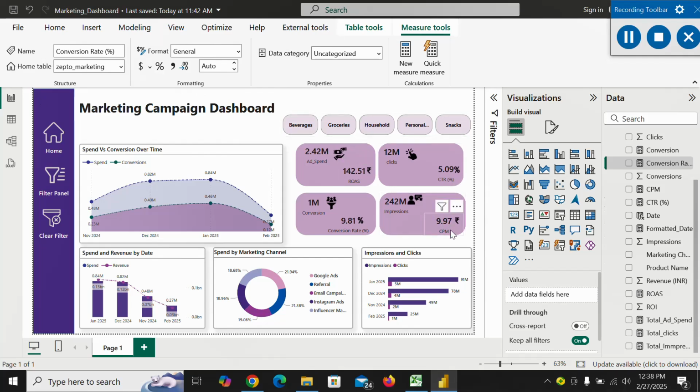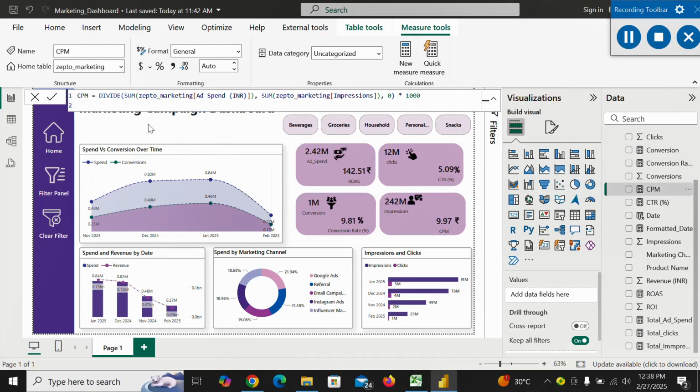The last measure is cost per 1000 impressions. It helps to analyze the cost efficiency of reaching a large audience. I will show the measure. This one is the measure. Divide function: sum of the total spend divided by sum of the impressions, times 1000.